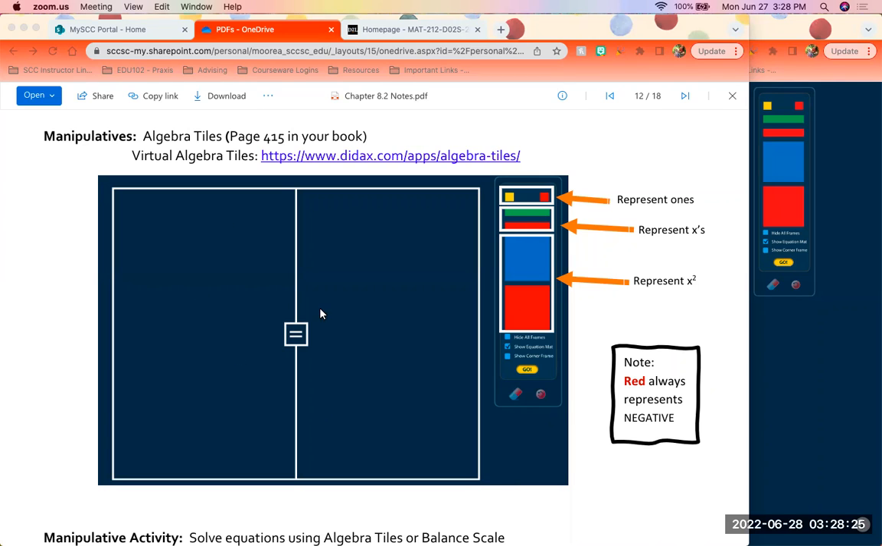And then you're going to have this equation mat. You will model everything to the left of the equal sign on the left side of the mat and everything to the right of the equal sign on the right side of the mat.